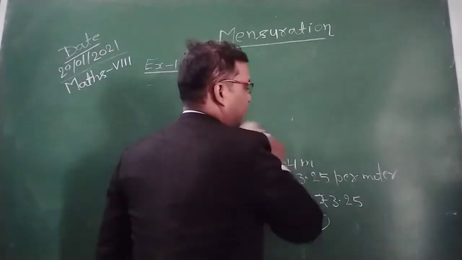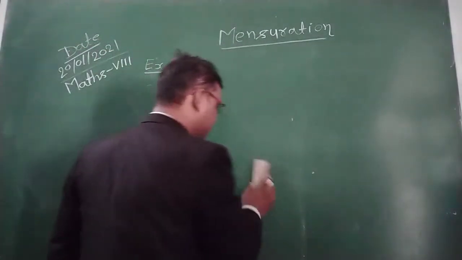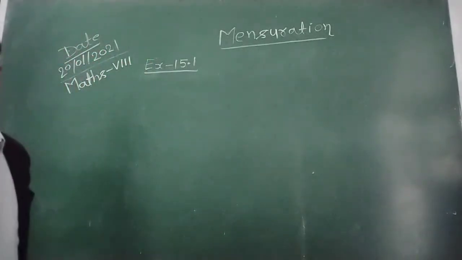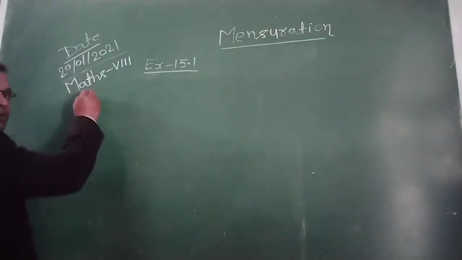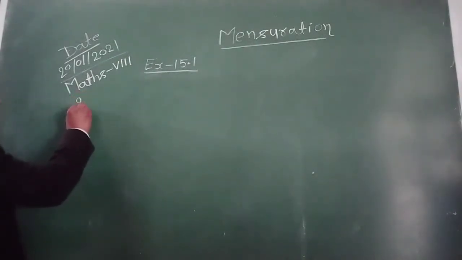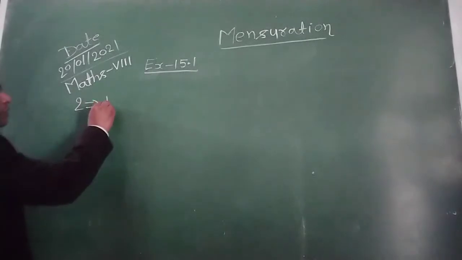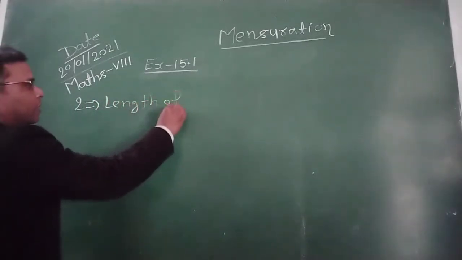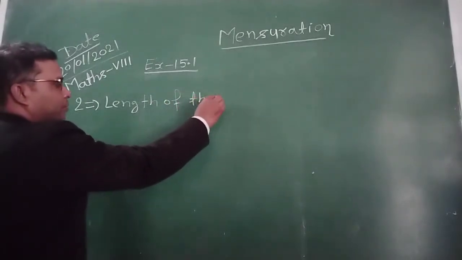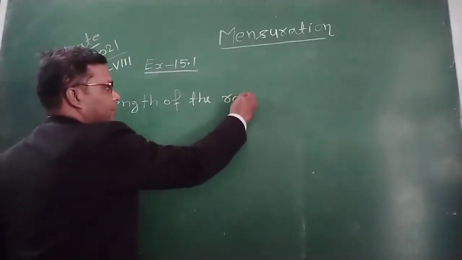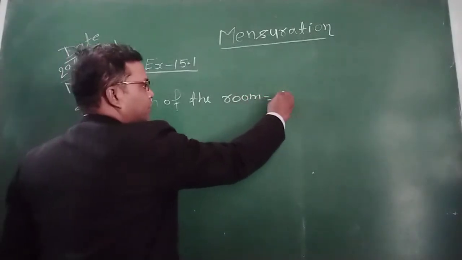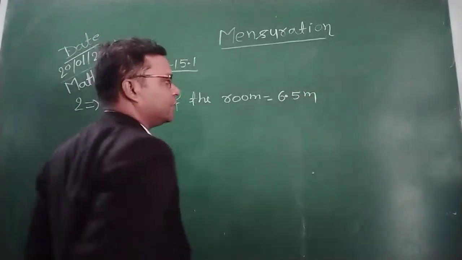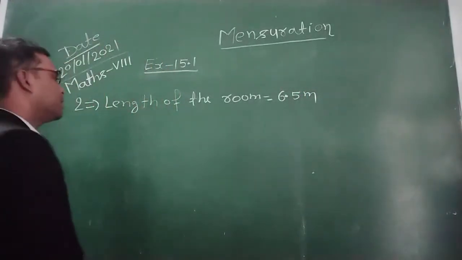This is clear. I hope all of you understood the first question. Now we are going to solve the second question. Okay, now this is the second question. The length of the room is given here. Length of the room is equal to 6.5 meter. This is clear. Now, breadth of the room.